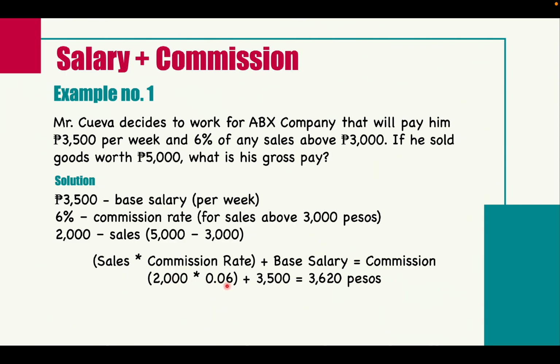2,000 times 0.06. Ito yon. Plus 3,500 pesos, which is the base salary. So, if you have computed using your calculator, 2,000 times 0.06 is equivalent to 120 pesos. So, 120 pesos plus yung kanyang sweldo, that is 3,620 pesos. Ay, maliit lang pala, miss. 120 lang. Well, that is kung 5,000 lang yung mabebenta mo.